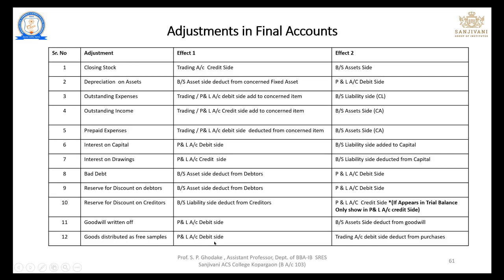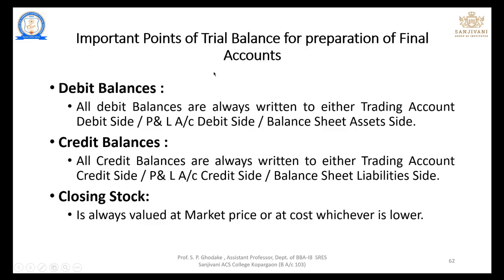It is an expenditure, so profit and loss account debit side, and second, trading account debit side, deduct from purchases. So this is all about the effects of the adjustments that are generally in final accounts.